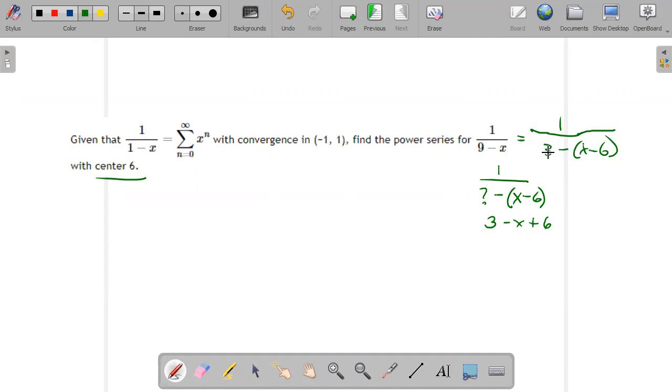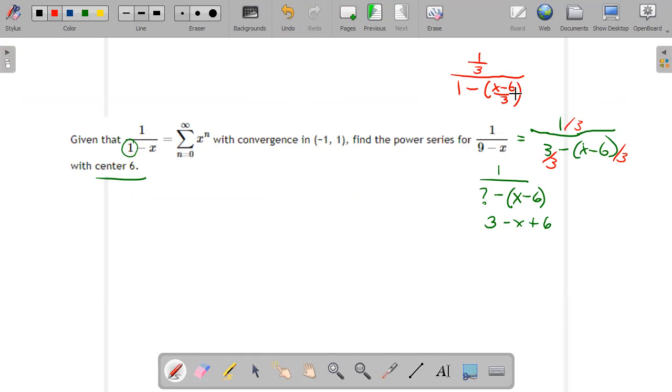Okay, next. The 3 here is a slight problem because this has a 1 there. All right, so what am I going to do about that? I'm going to divide everything by 3. So now I've got the 1 over 9 minus x is 1/3 over 1 minus parentheses x minus 6 over 3.